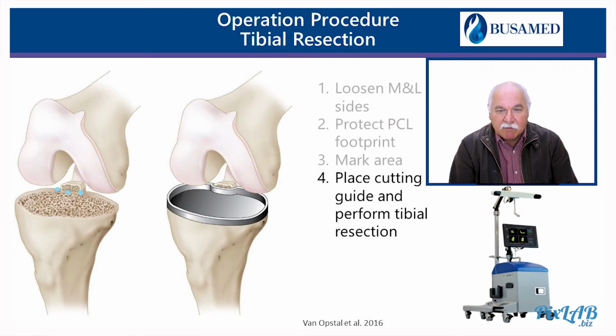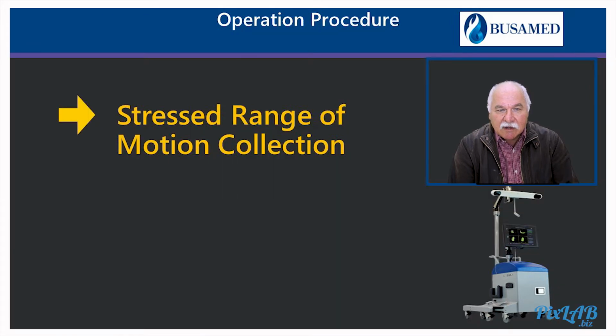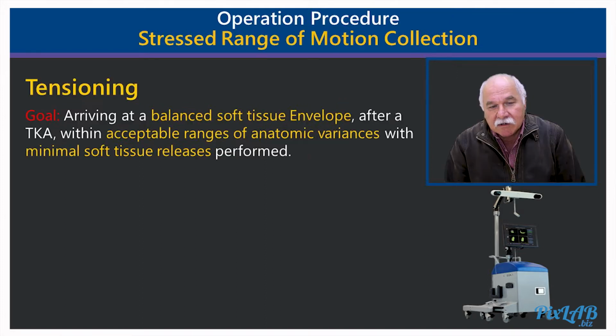We prepare the site, and once the tibia has been cut, we come to our stress range of motion collection. This is a very important topic for me. So looking at tensioning, the goal I would put as arriving at a balanced soft tissue envelope after a total knee arthroplasty with an acceptable range of anatomic variances with minimal soft tissue release performed.